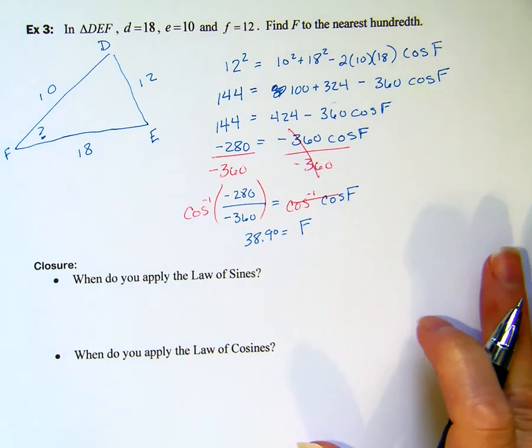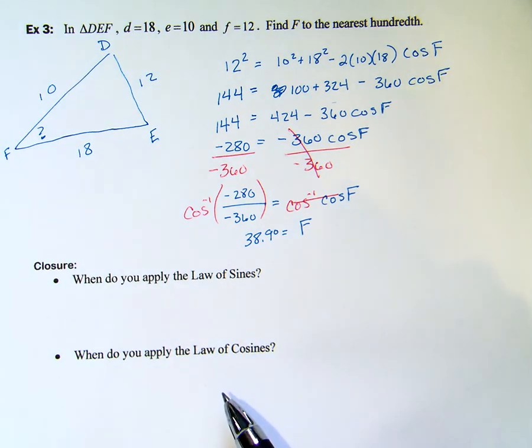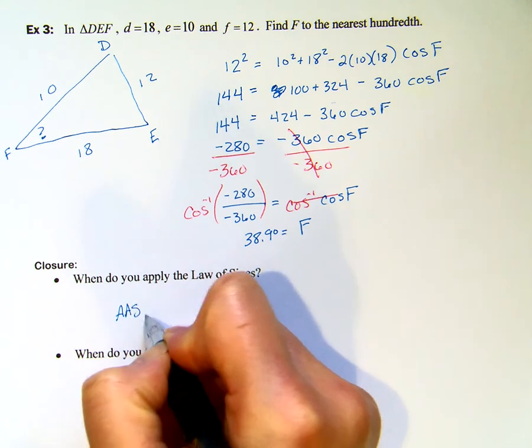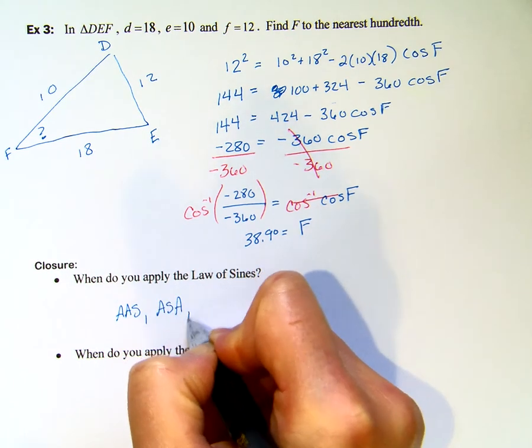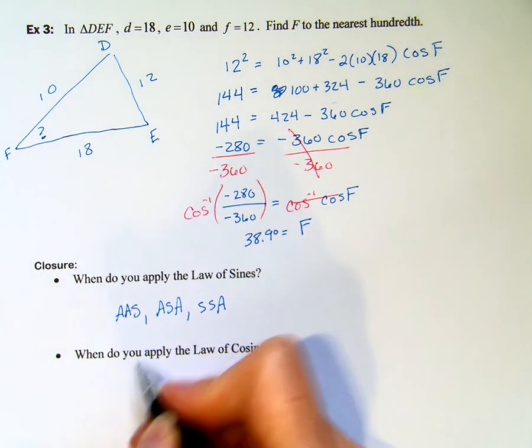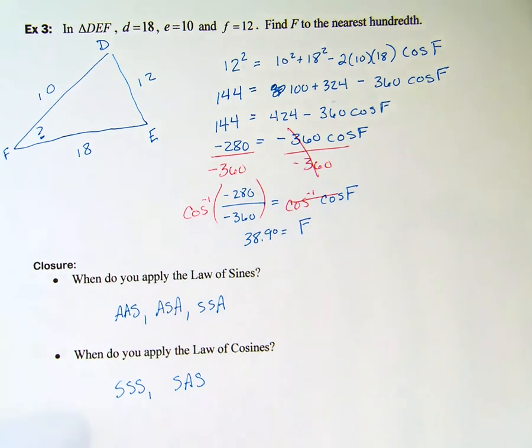Last two questions here. Summing this up, when do we use law of sines and when do we use law of cosines? Pause the video, write it down. Alright guys, for sines, hopefully you answered AAS triangles, ASA triangles, and SSA triangles. Law of cosines, hopefully you answered SSS triangles and SAS triangles.